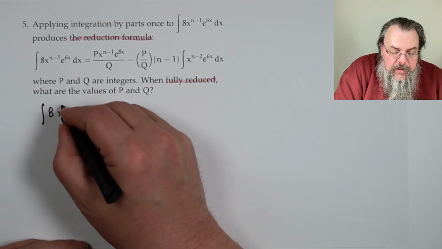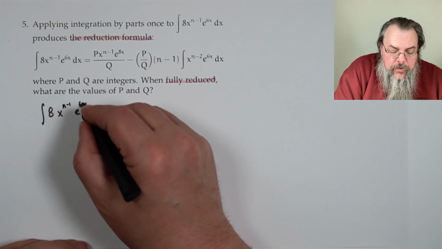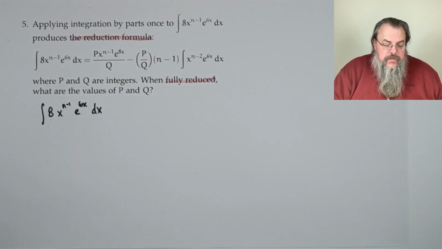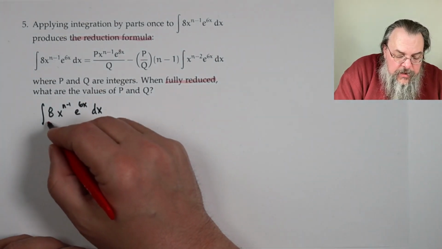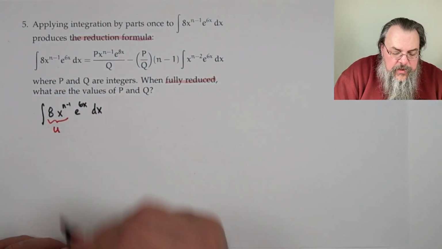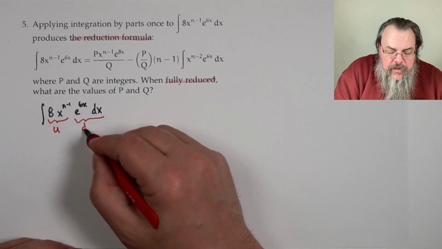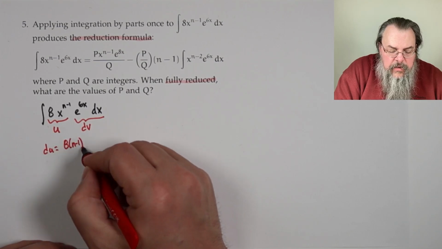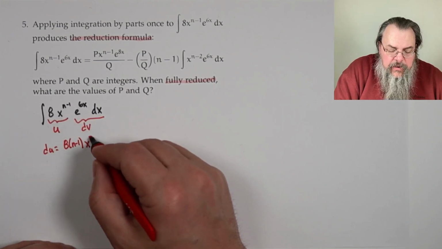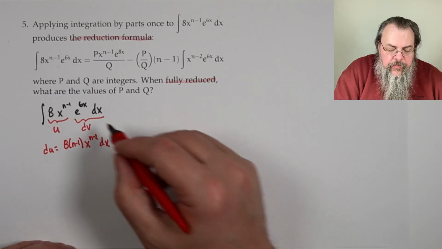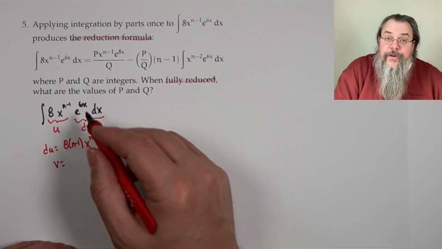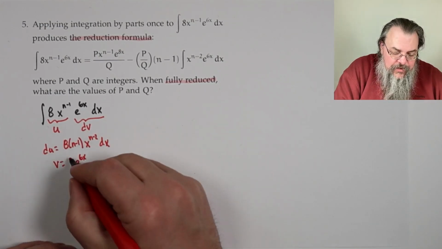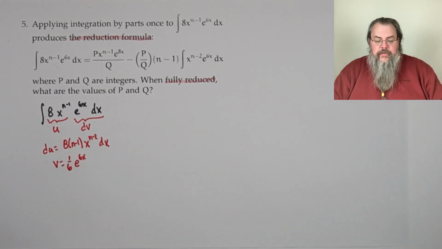So we'll write down our generic formula here. We'll go ahead and throw the 8 on one of them. We'll just do it on the first one. Here's our u. Here's our dv. So the derivative: 8, the power n minus 1 comes down, x to the power n minus 2 dx. And v, the integral of e to the 6x, is e to the 6x, but then you have to account for that 6, so you divide by 6, 1/6.